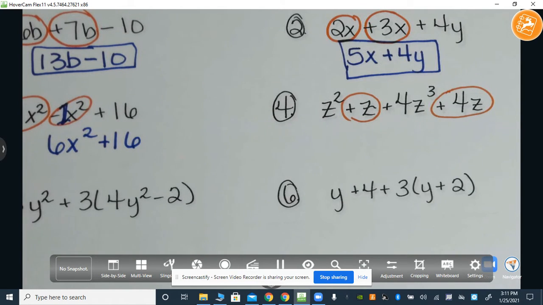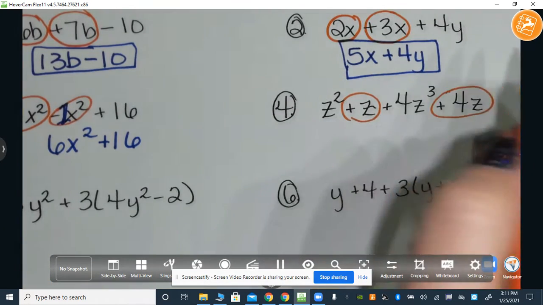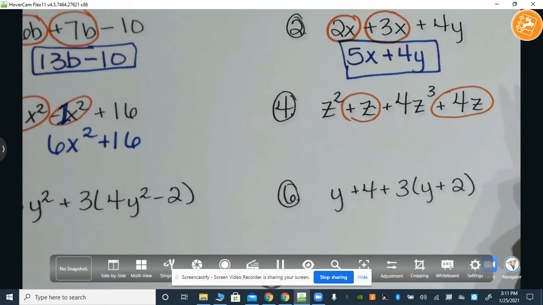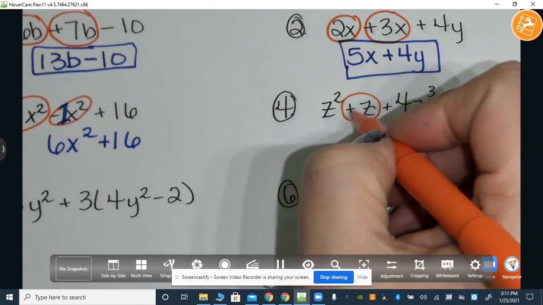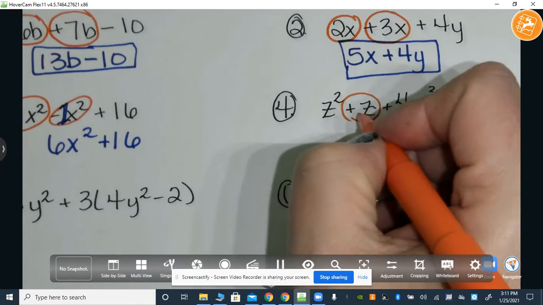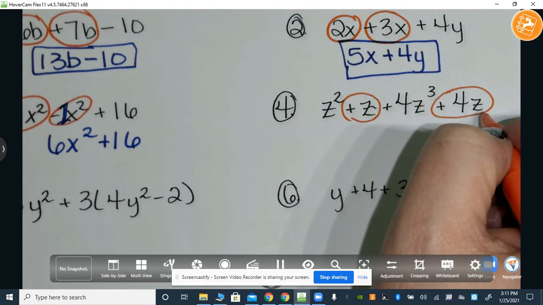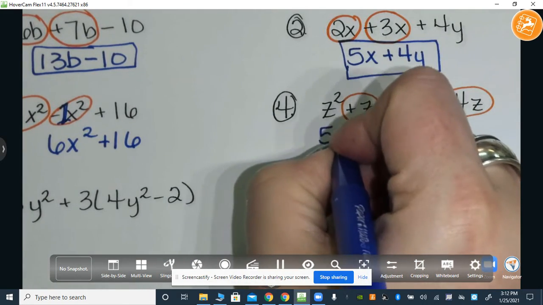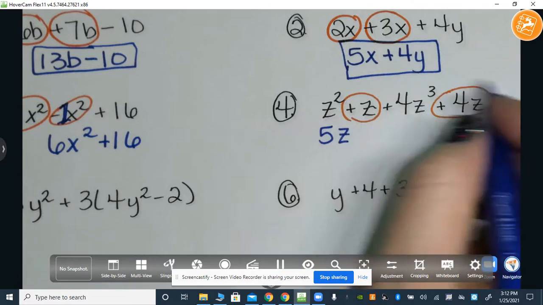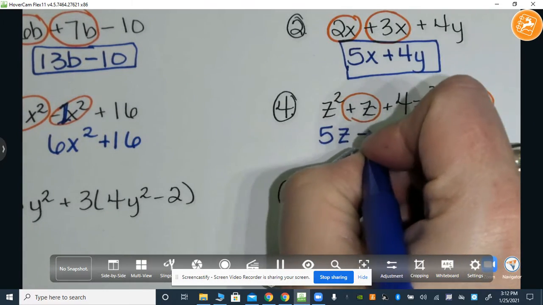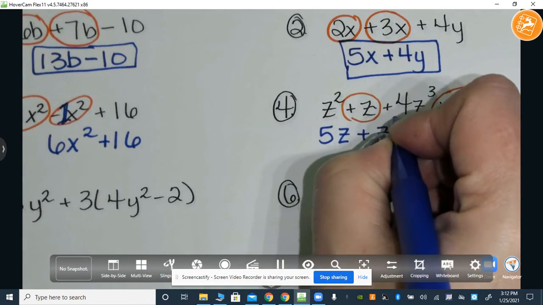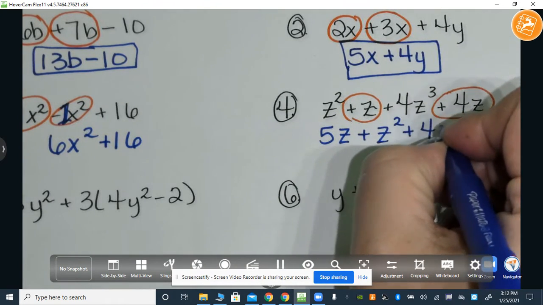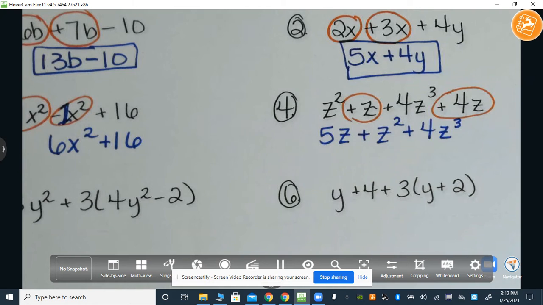So I'm going to combine my like terms. I can do this many different ways. I'm still going to get the same answer. So if I combine my like terms first, I have a z and plus a 4z, so I'm left with 5z. Okay, and then plus z squared, I did that one, plus a 4z cubed.